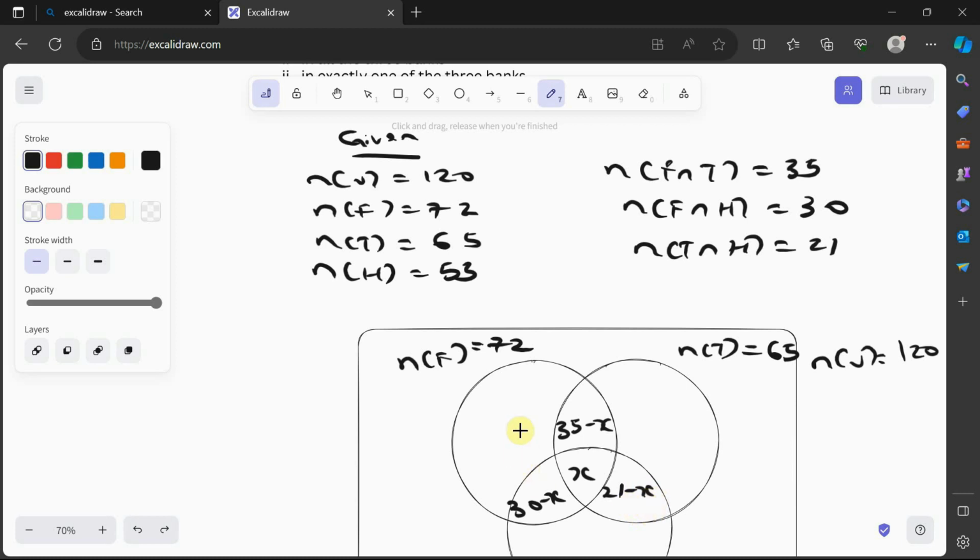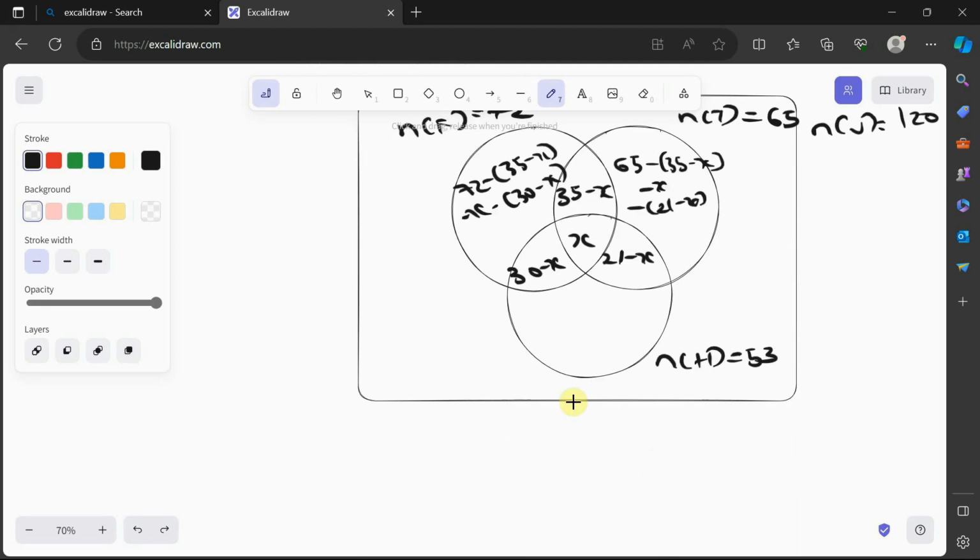Now, if I wanted to find people that bank in First Bank only, that would be 72 minus 35 minus X, minus in brackets 30 minus X. So it's important that you put these brackets. For this one, this would be 65 minus in brackets 35 minus X, then minus X, then minus 21 minus X. So I'm just removing all the intersections from the N of T.